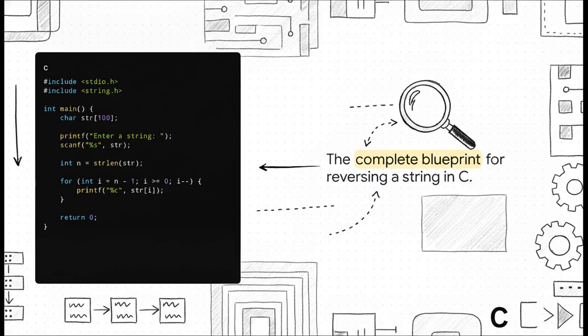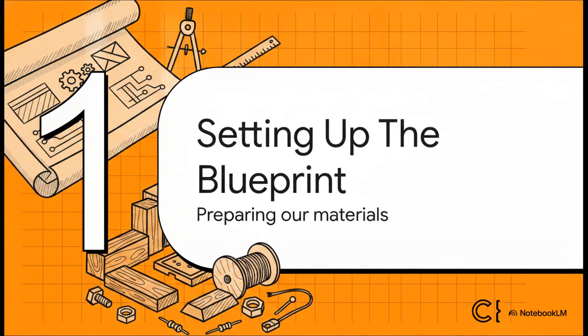Right here is our master blueprint. It's the complete, fully working C program for reversing a string. Over the next few minutes, we're going to isolate specific lines of this code to see exactly how the software interacts with raw data, working our way straight from the top of the file all the way to the bottom.